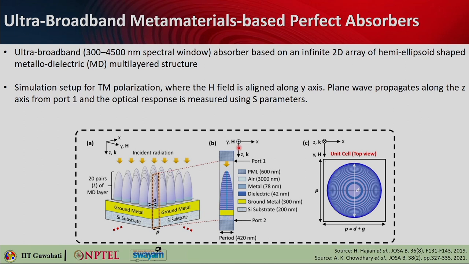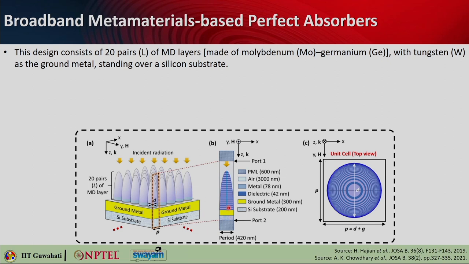Here the H field is considered to be along the Y axis, and the wave propagation is considered to be along the Z axis. Port 1 is the excitation port, and port 2 is the other port. So, if you calculate S11, you can get the reflection characteristics, and if you calculate S21, you can find the transmission characteristics from the S parameter matrix. And here is the periodicity P, that is basically the size D and the gap G between the hemi ellipsoids. How many layers? We have considered 20 layers of metal dielectric alternate structures.